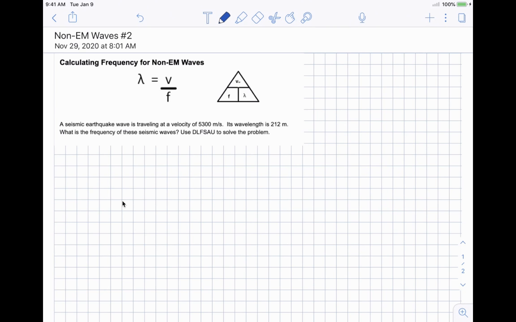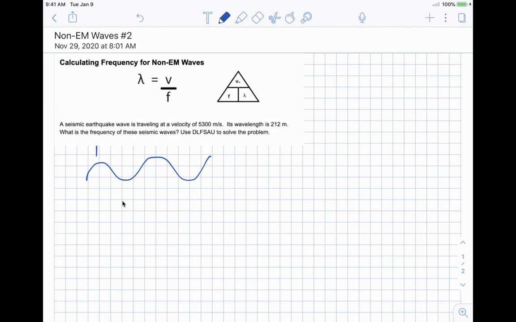Okay, so for our final example, we're still calculating the frequency for non-EM waves. So this is a seismic earthquake wave traveling at a velocity of 5,300 meters per second with a wavelength of 212 meters. And it wants us to calculate the frequency.